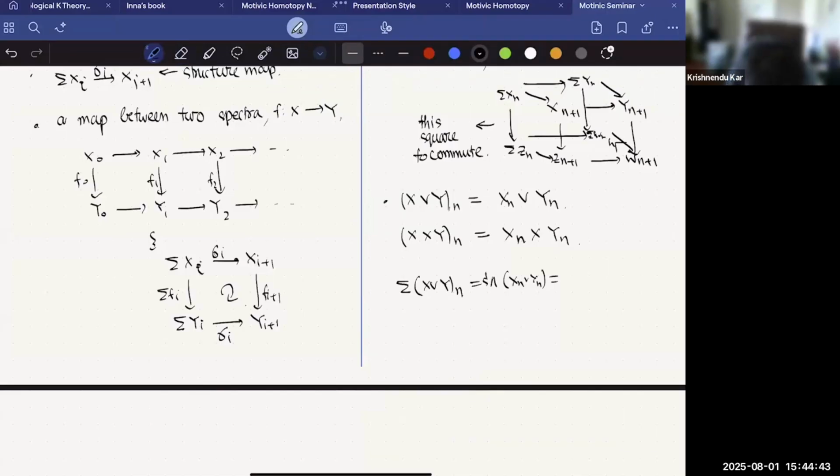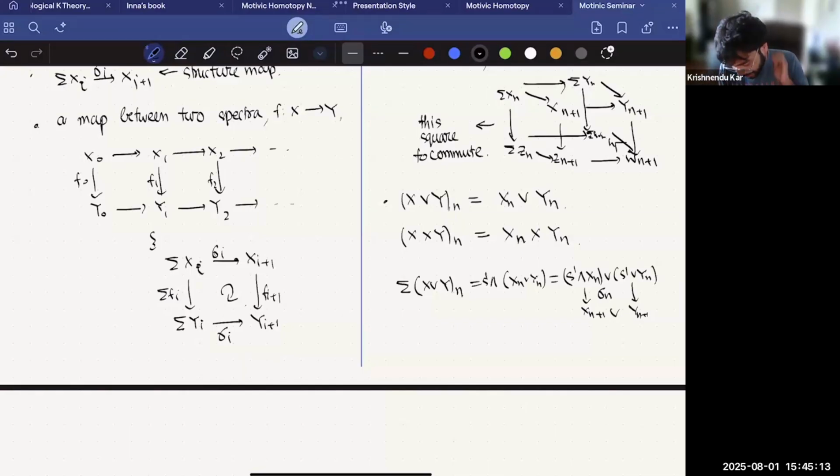And smash product distributes over the wedge. So S1 smash Xn and S1 smash Yn. This guy will give the map to Xn+1. This guy will give the map to Yn+1. This is your wedge. And together it will give you the structure map sigma n. Something similar you can do over the product as well.